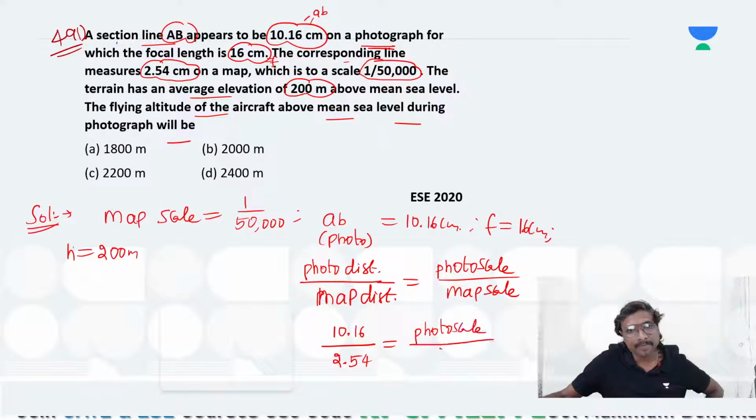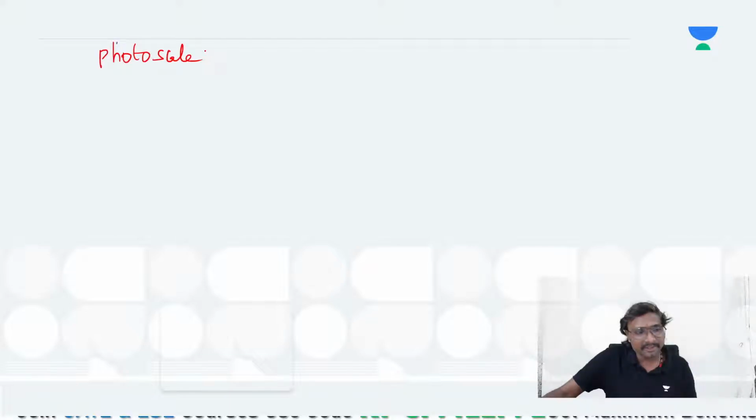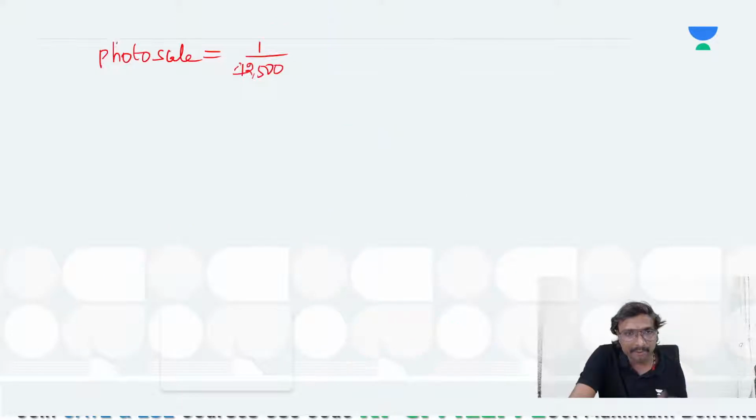Photo scale divided by map scale, and the map scale is 1:50,000. From this you will get the photo scale, which is 1:12,500. 10.16 divided by 2.54 comes to 4, so 50,000 divided by 4 is 12,500. It is simple to get this photo scale.